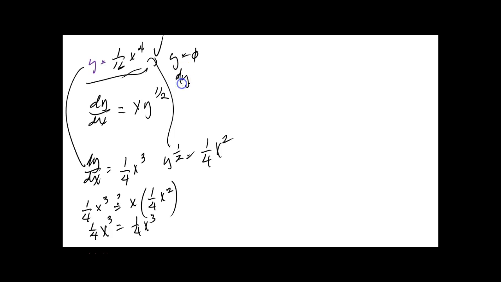y, dy dx is 0. So let's see what we have. We have 0, that's the dy dx, equal to x times, what's the y to the 1/2? Square root of 0. Sure enough, that checks too. So both of those do work.